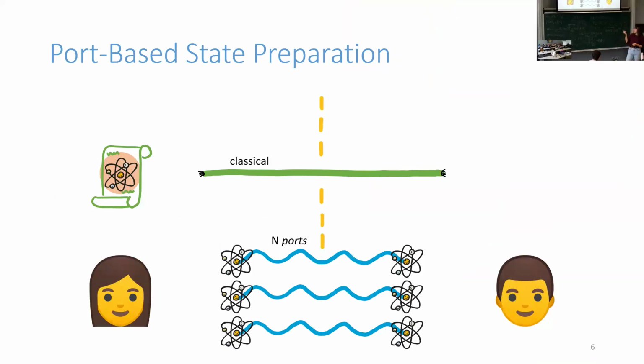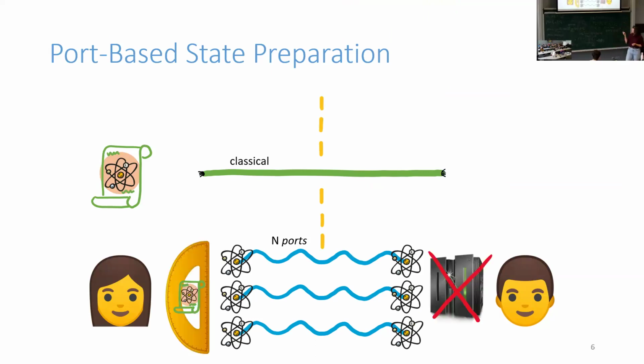In this scenario, we still don't allow Bob to do any correction operation, and we also give the complete knowledge of the state to Alice. So we are in these two scenarios. Before, in port-based teleportation, remember that we didn't allow corrections, and in remote state preparation, we gave the complete classical description. What if we combine these two restrictions? What happens with the relation between the number of ports and the classical communication cost of the protocol?